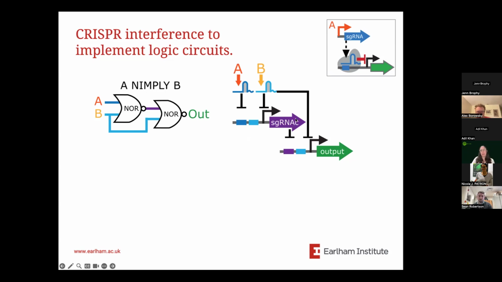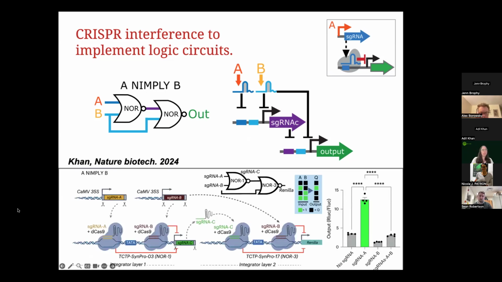And you can also have, as an output of this first NOR gate, the expression of another sgRNA that will be the input of the second NOR gate. So by layering those gates, you can implement more complex systems. This is what Adil has done, and you can see from a very simple design to a more complex design all the different components that you need to have. So here is with constitutive expression of the different sgRNAs, and then all of these circuits with expression also of dCas9, and what the output is here.